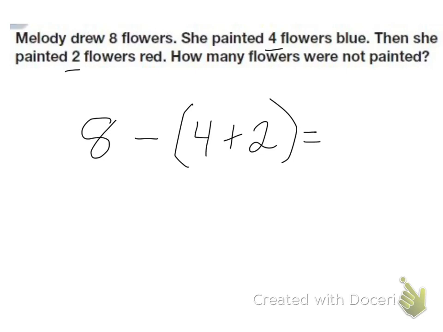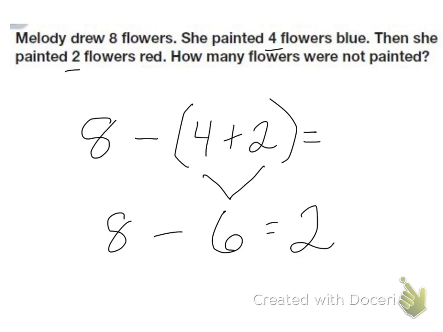Okay, so we're going to figure out how many flowers she has painted. So that's 4 plus 2 equals 6. Then I can do 8 minus 6. And 8 minus 6 equals 2. So she has not painted 2 of the flowers.